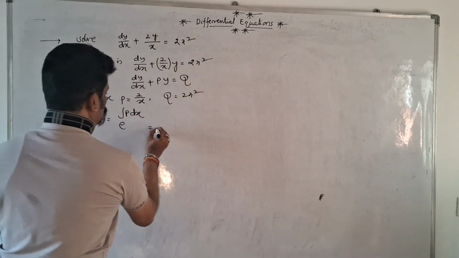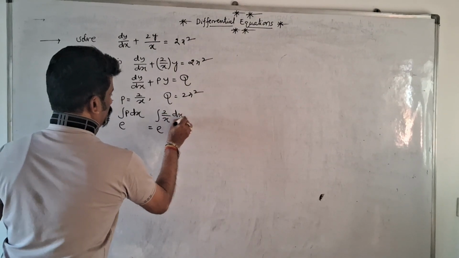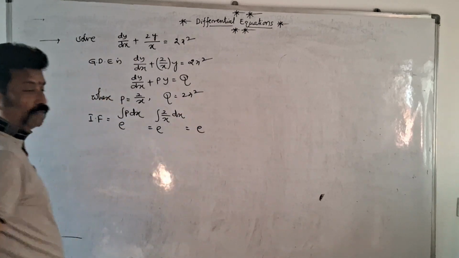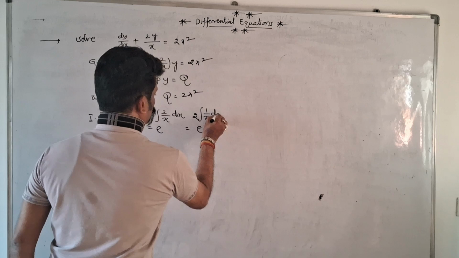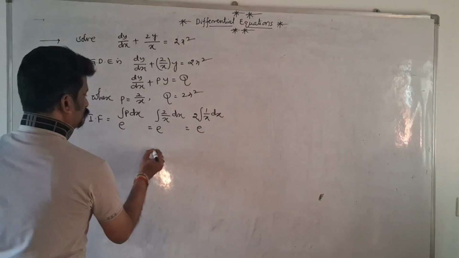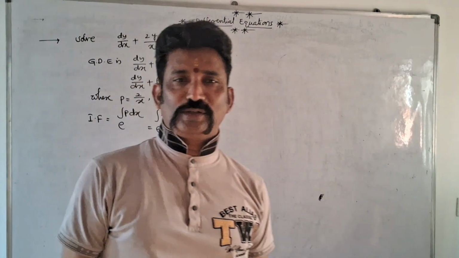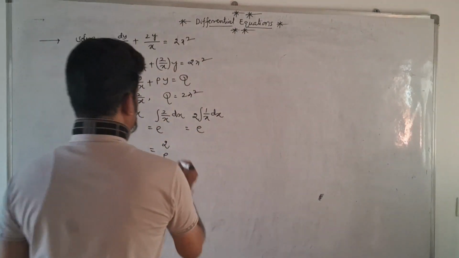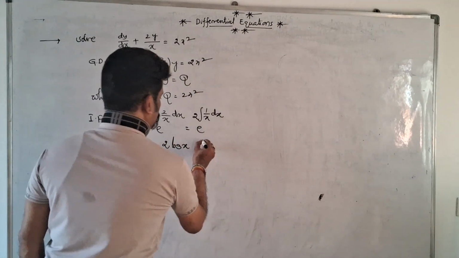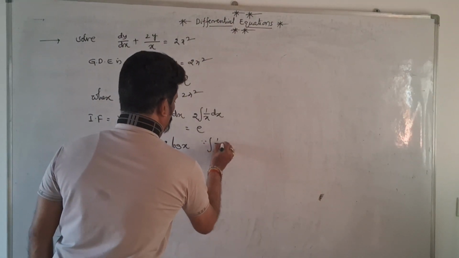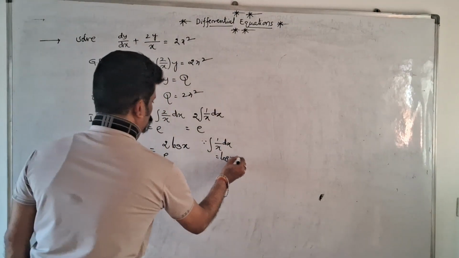So this is equal to e to the power of integration 2 by x into dx. So e to the power of 2, which is a constant, into integration 1 by x into dx. So this is equal to e to the power of 2 into log x, since integration 1 by x into dx is equal to log x, of course plus c.